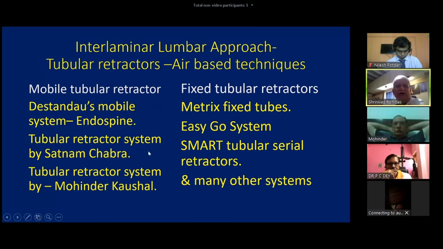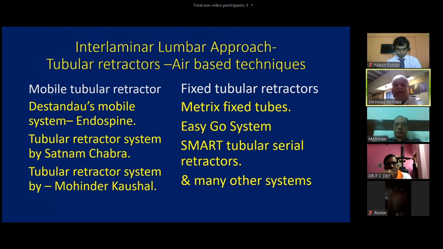In tubular retractor, Satnam Singh has modified it. Tubular retractor Destandau, Mohinder Kaushal has modified it. In fixed tubular retractor, we started with Matrix, EasyGo system, and there are many other systems also. With the Matrix system, they were not making their own endoscopes. That's why the endoscopic vision was not good. Now with the EasyGo system, Karl Storz has come into the field and the endoscopic picture quality has become much better as compared to the Matrix fixed tubes.